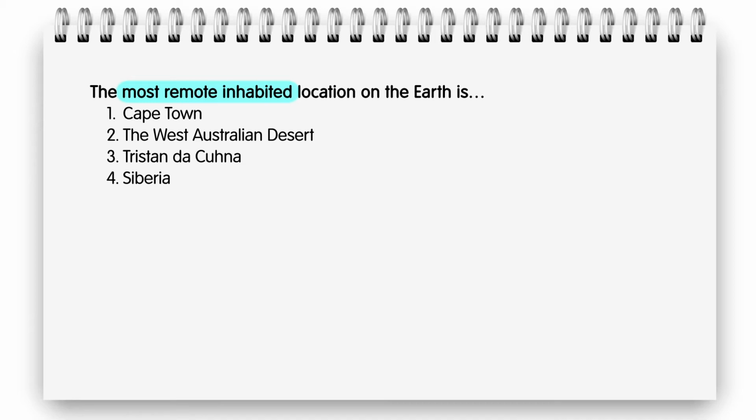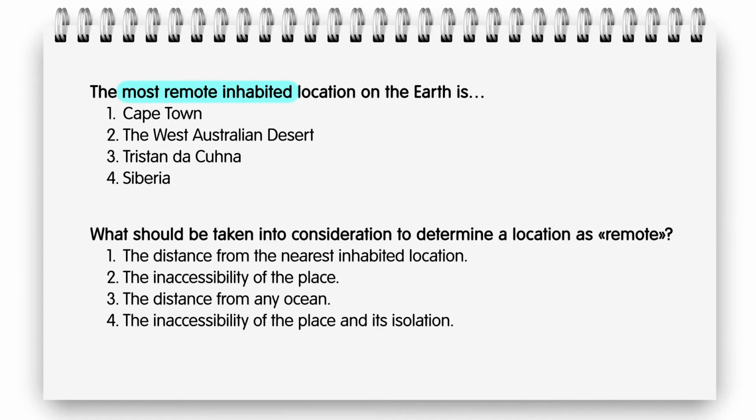However, these words may not appear exactly the same way in the text. And that's why it's a good idea to think of these synonyms. So we could think of words like isolated and far away instead of remote. Or, instead of inhabited, phrases like places where people live, or other phrases that just mean inhabited. Or even in the second question, what should be taken into consideration to determine a location as remote? Here, the key phrase is location as remote. That's what we need to determine. That's what we need to know.